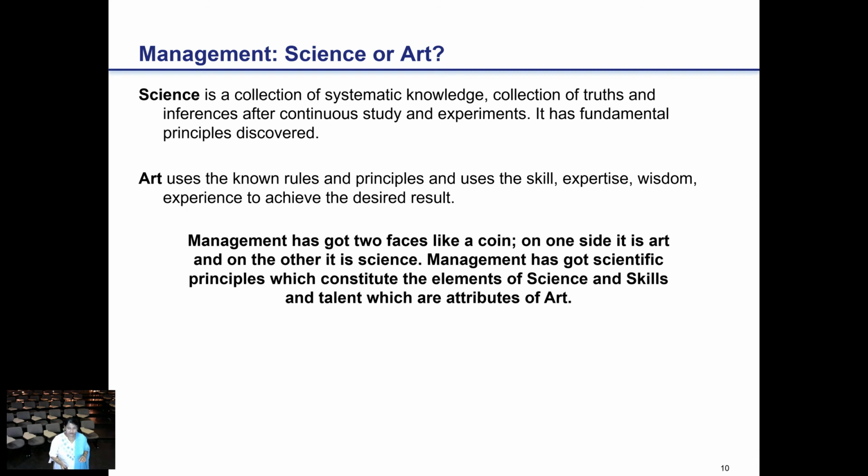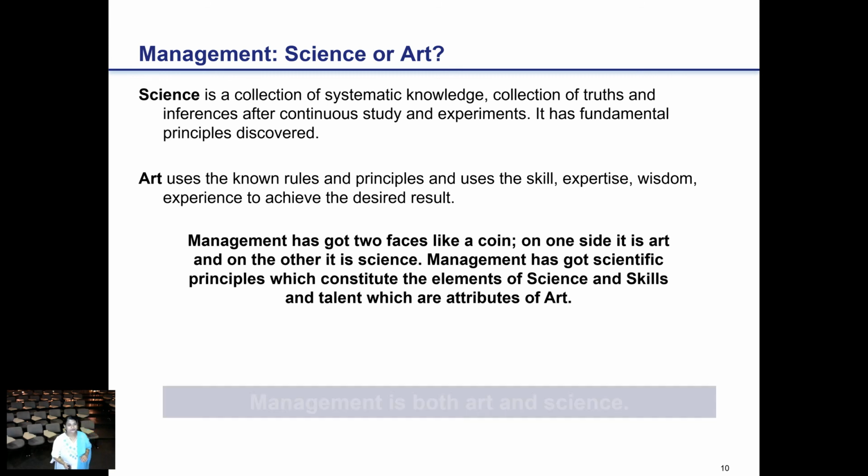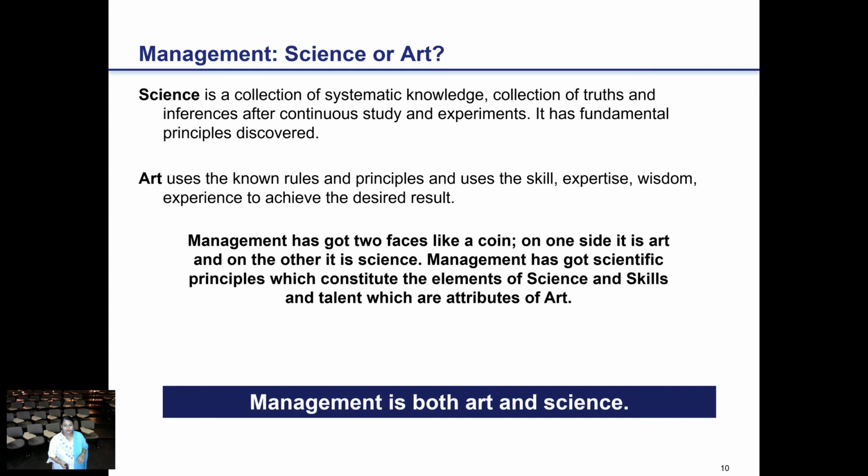I want you to underline this. I want you to pay attention to this. Management has two facets, like a coin. On one side it is art and on the other side it is science. Just like a coin has a head and a tail, management is both science and art. It has scientific principles and elements of science and skills, and it also has talent, which is part of art. So management is both science and art.